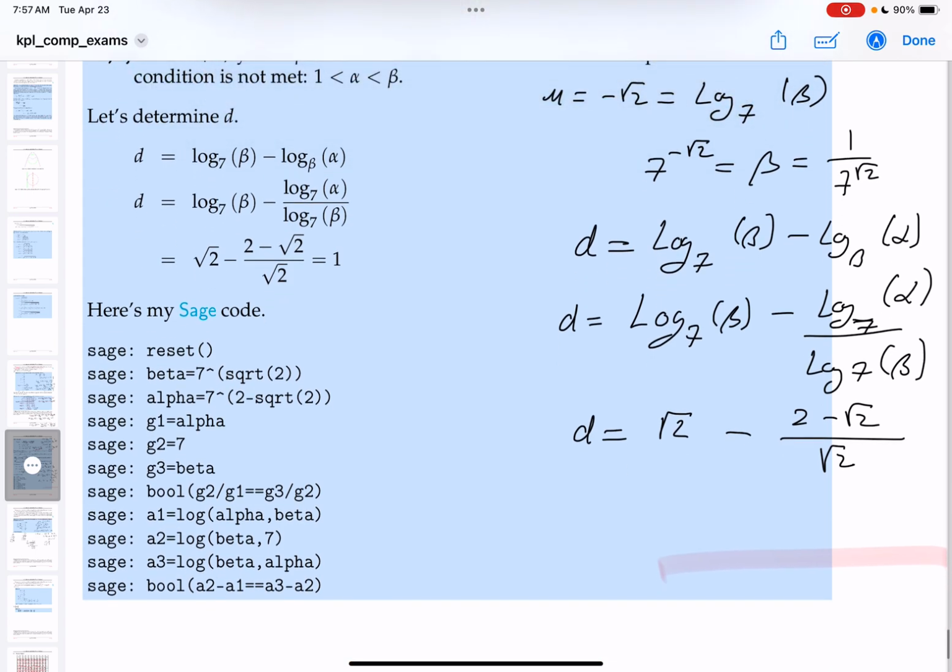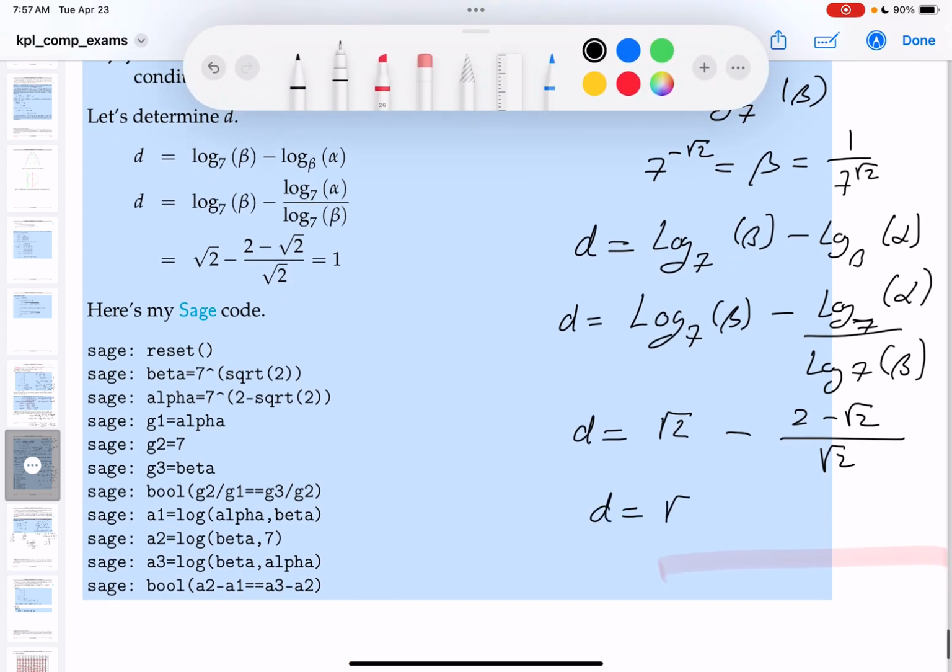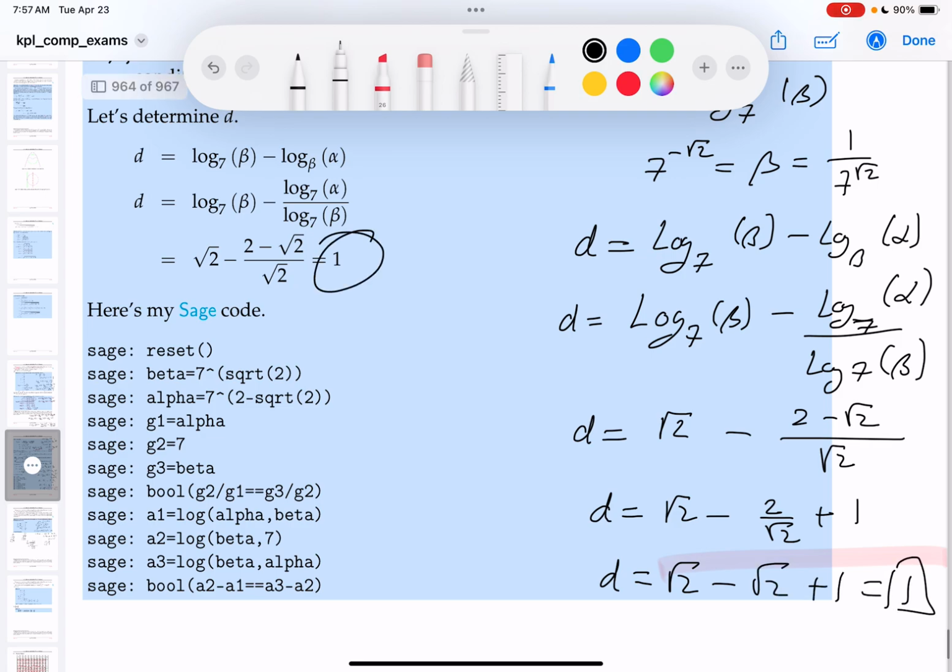All right? Let's just do the arithmetic on that one over here. This is going to be root 2, minus 2 over root 2, plus 1. Well, 2 divided by root 2 is just root 2, right? And I get 1. So what's d? d is 1. And we're done.